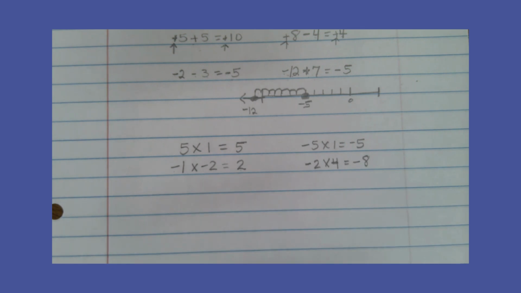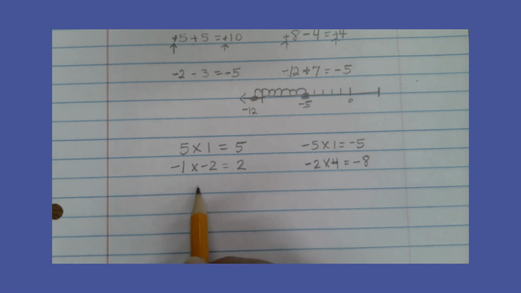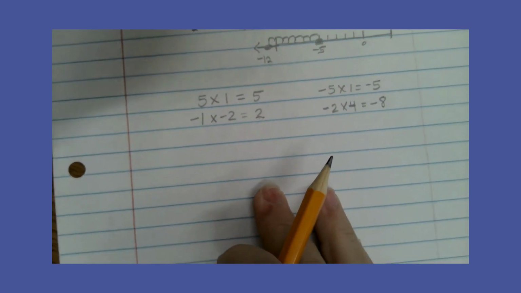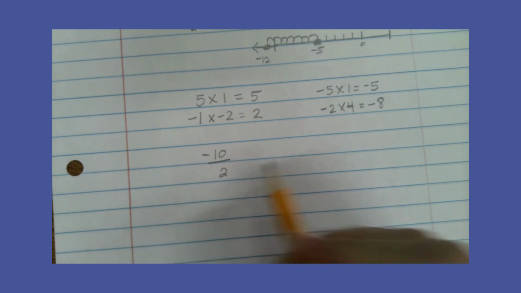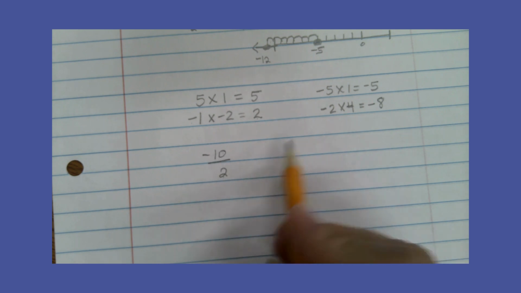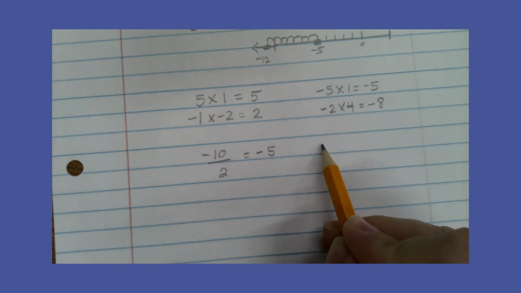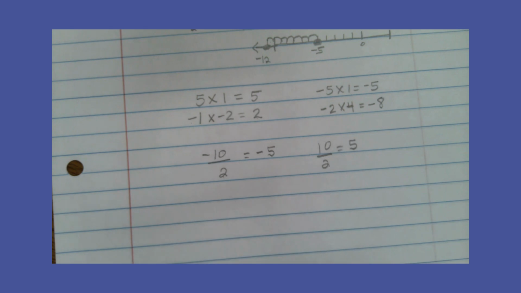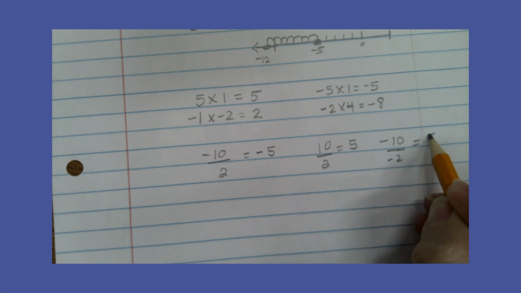Okay. These same rules apply to division. So let's say we have negative 10 divided by positive 2. Negative 10 divided by positive 2, and a negative divided by a positive is a negative. A positive divided by a positive is still a positive. And a negative divided by a negative is a positive.